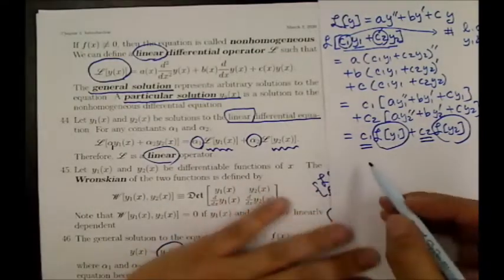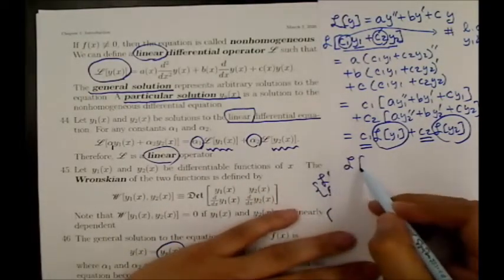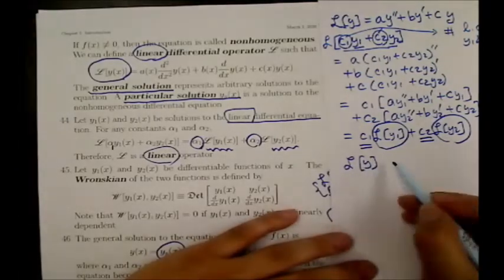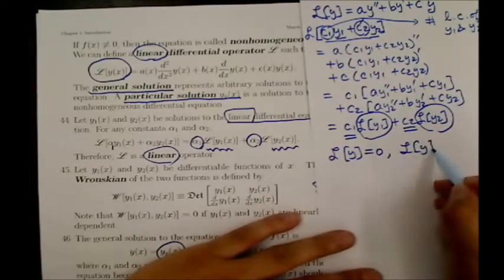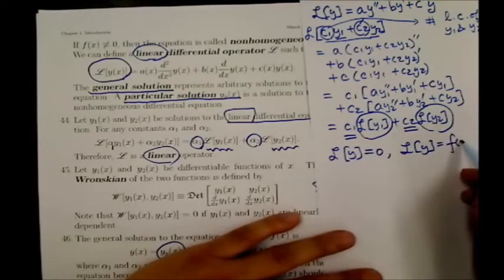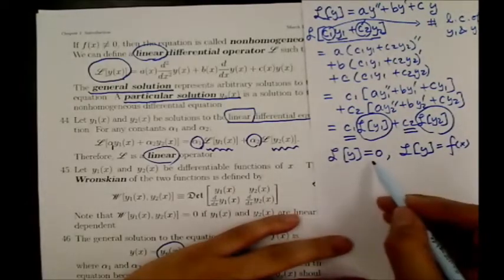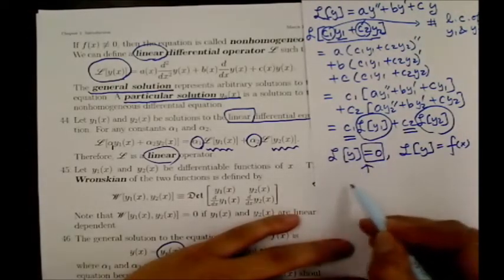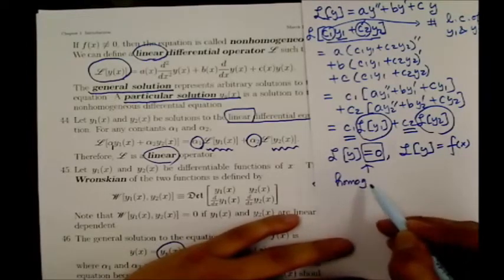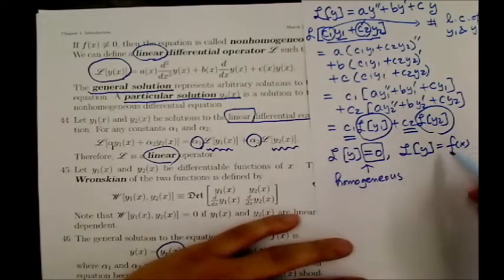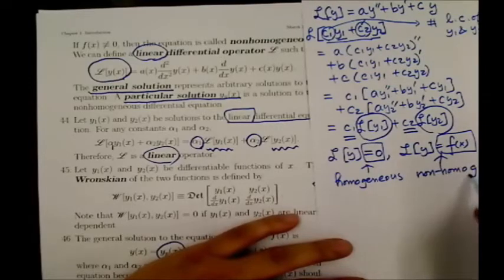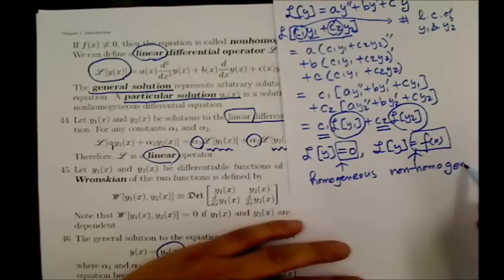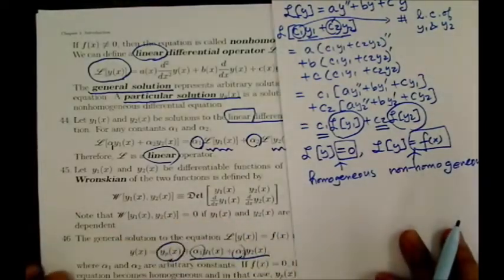Next, we consider the right-hand side. If the left-hand side is a linear operator acting on y, equals 0, or equals some function f of x. If it is equal to 0, we say homogeneous. If it is not equal to 0, we say non-homogeneous. Okay.